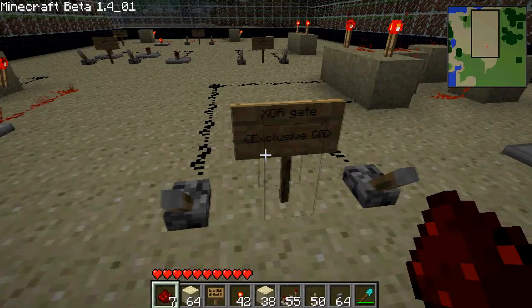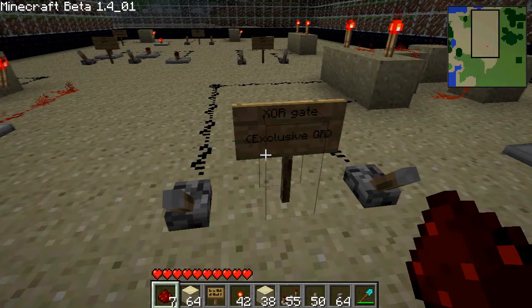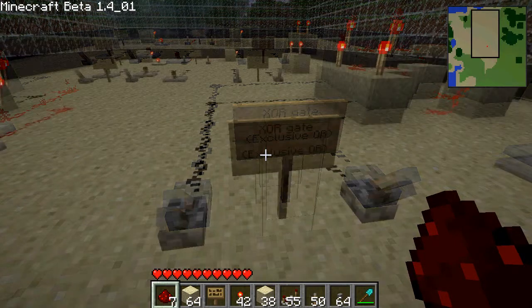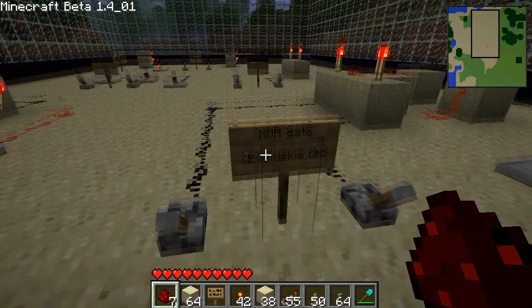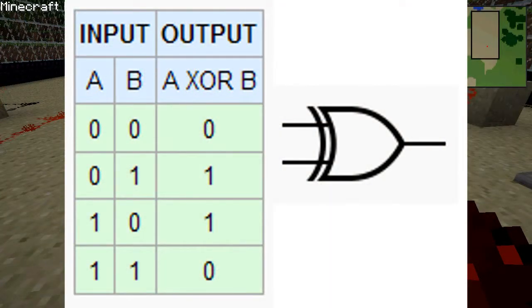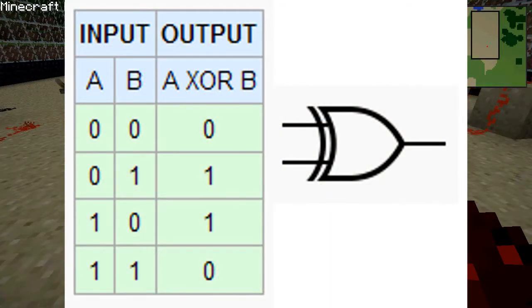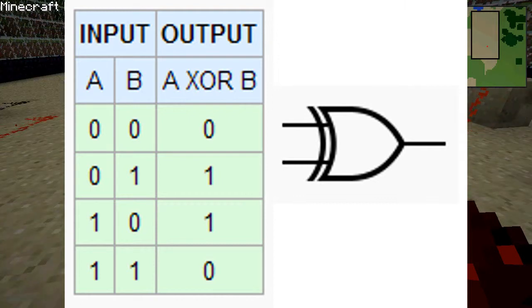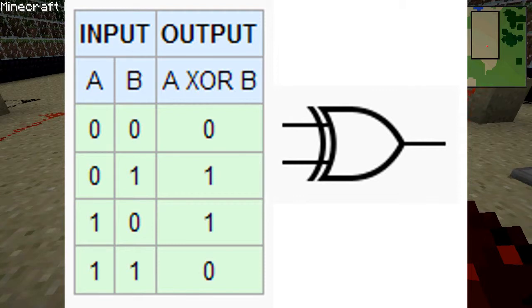Things will now start to get complicated. Our next gate is the XOR gate, which stands for exclusive OR. I can hear the questions now. What the hell does he mean by that? Let's take a look at the logic table and figure it out. It's kind of like an OR gate, but either one input or the other exclusively must be on. If both inputs are on, the output is off.